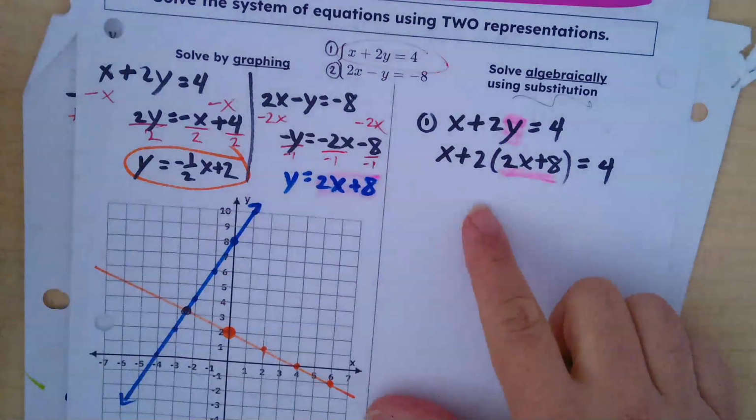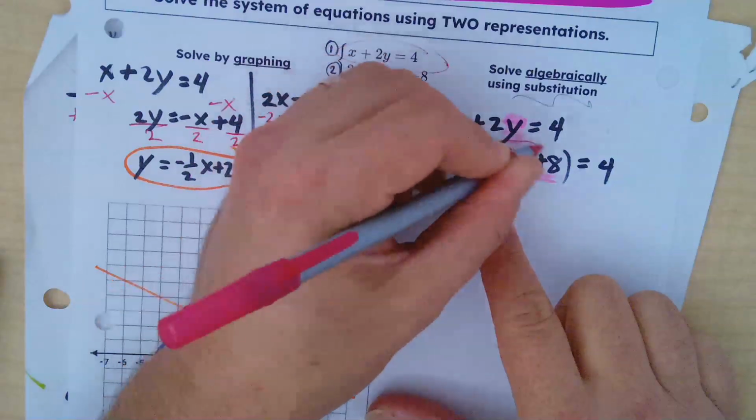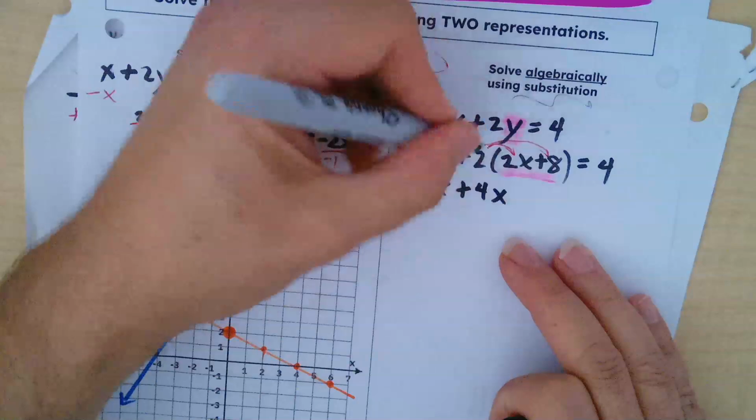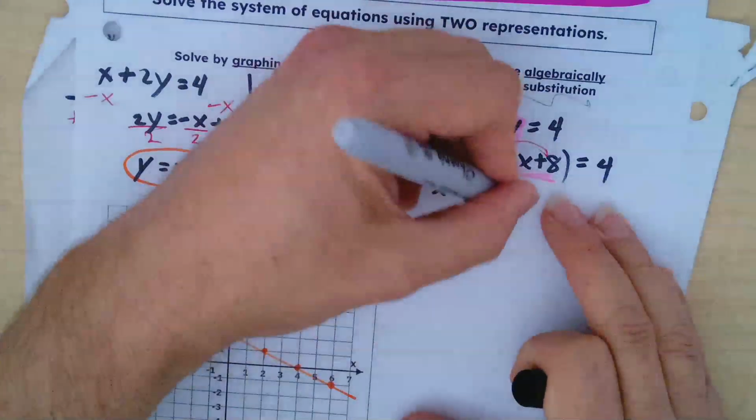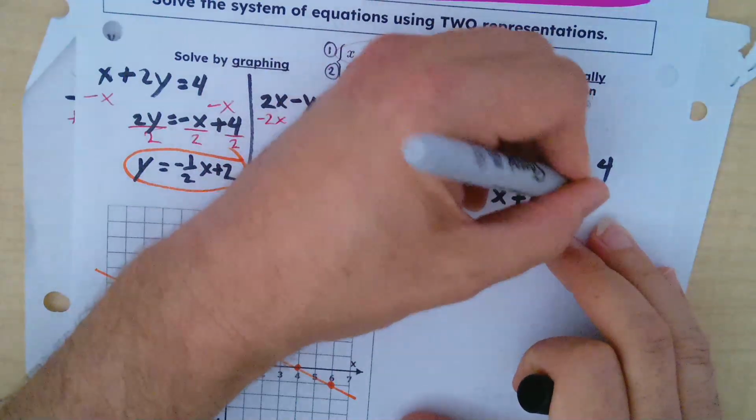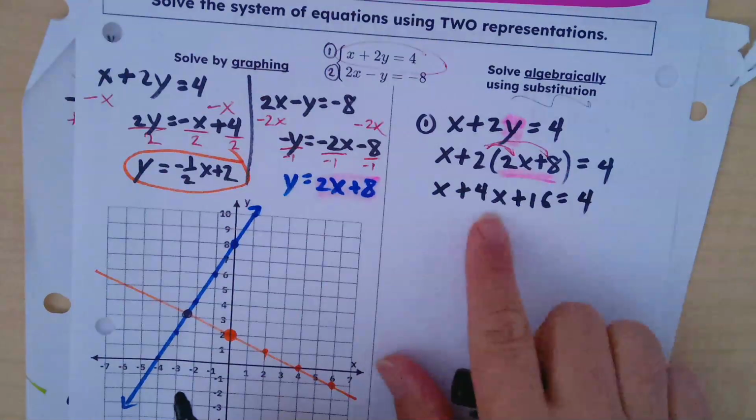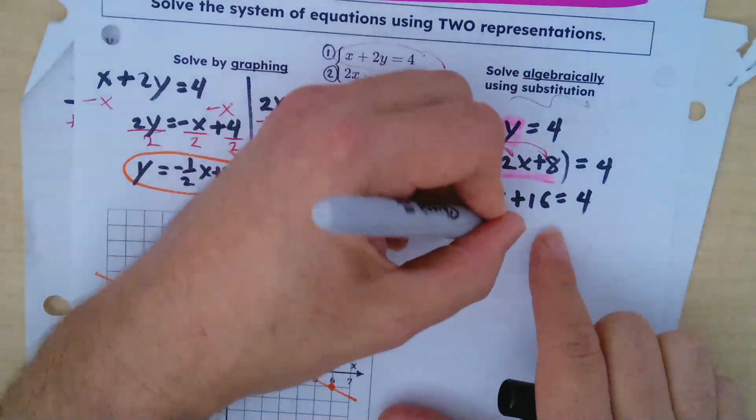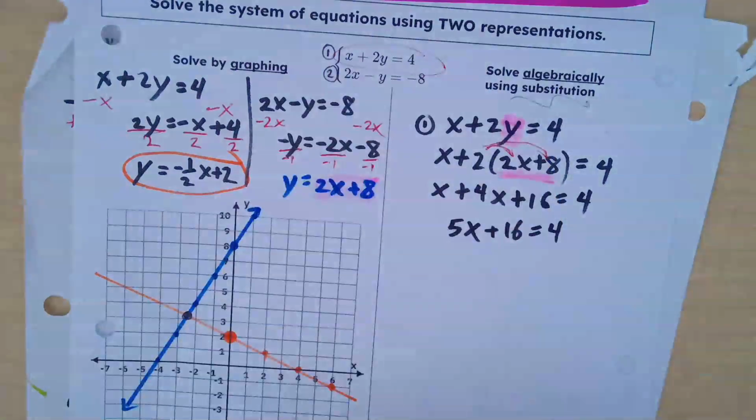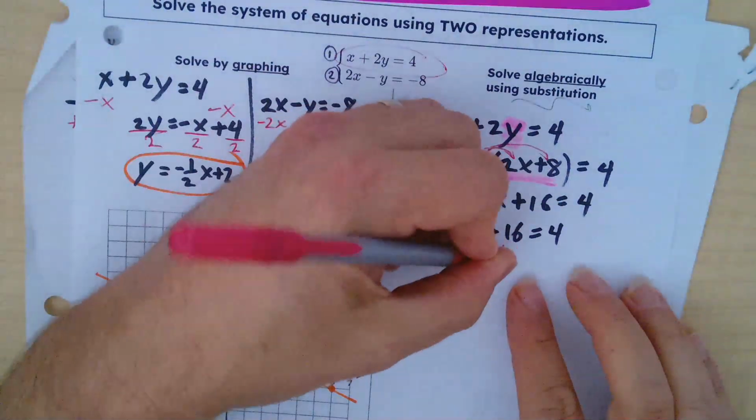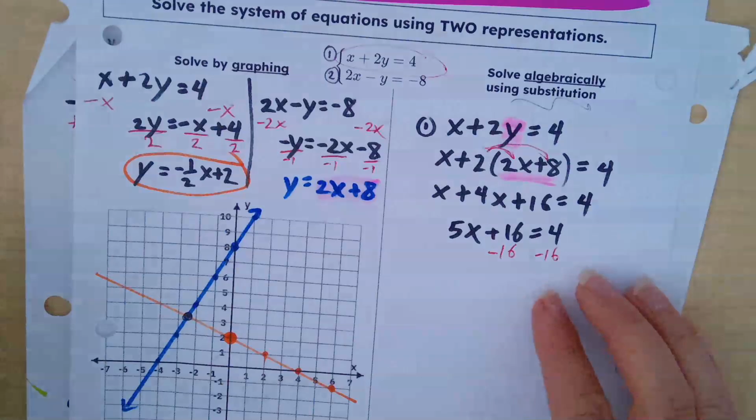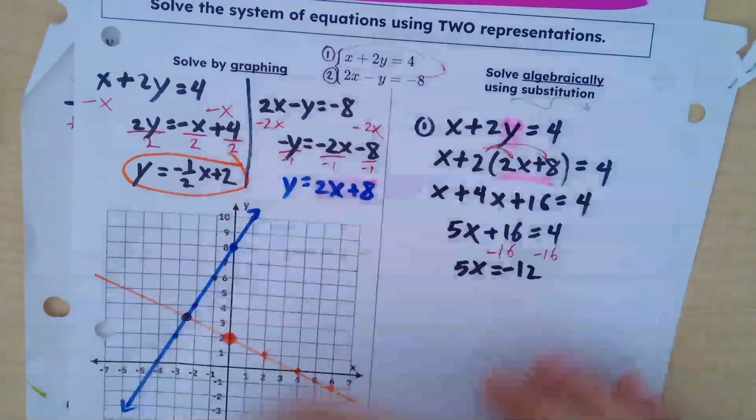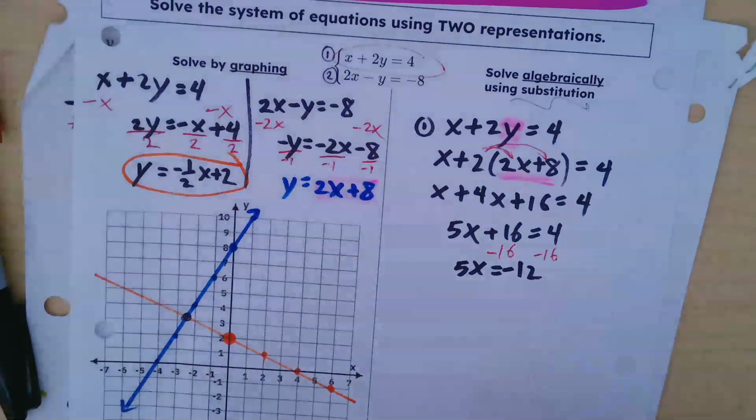Okay, now I can do distributive property here, and I end up with x plus 4x, and then 2 times 8, so plus 16 equals 4. All right, let's combine some like terms. We have x and 4x, so that's going to give me 5x plus 16 equals 4. And then I can subtract 16 on both sides. And then I'm going to end up with 5x equals negative 12. And then my final step is we divide both sides by 5.